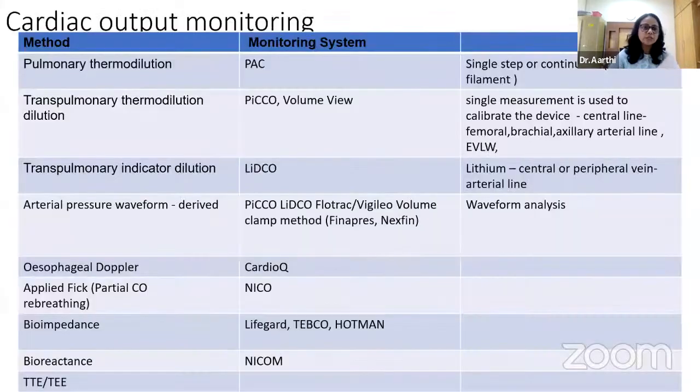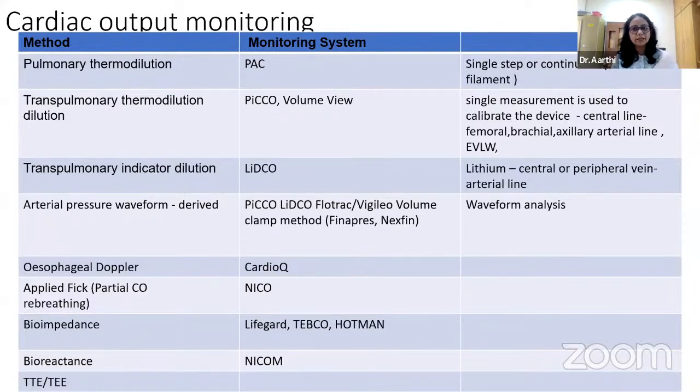So there are monitors which are used in assessing the cardiac output. These are all the various monitors and methods which are used to measure the cardiac output in different scenarios to give the status of the hemodynamics of the patient. As I was talking about earlier, pulmonary artery catheters are used to measure the cardiac output using what is called the pulmonary thermodilution technique. This pulmonary artery catheter can either be used as a single-shot catheter or to monitor the cardiac output continuously using thermal filaments. And there are other monitors like PiCCO and VolumeView, which utilize the transpulmonary thermodilution technique.